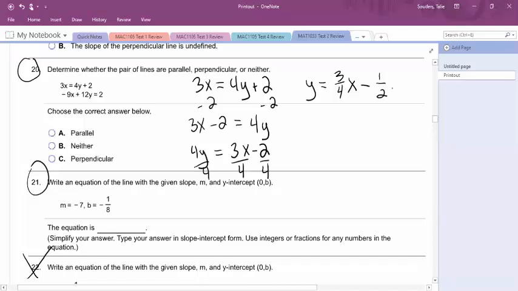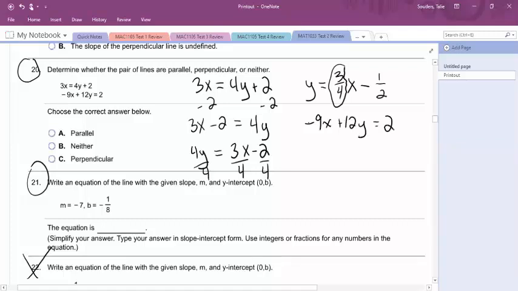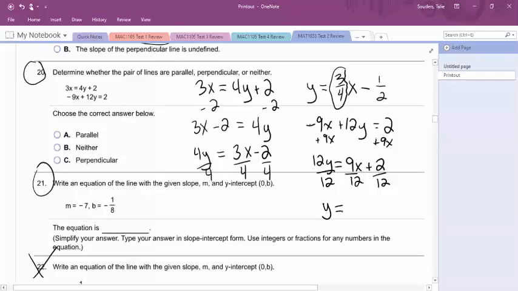But all we're really interested in is the slope, right? So what is the slope of this line? 3/4. Good. So now we need to take the other line and find its slope. What would be the first step to doing that? You add the 9x to both sides. Good. And then divide by 12. Excellent. So you get y equals what? 3/4 x plus 1/6.